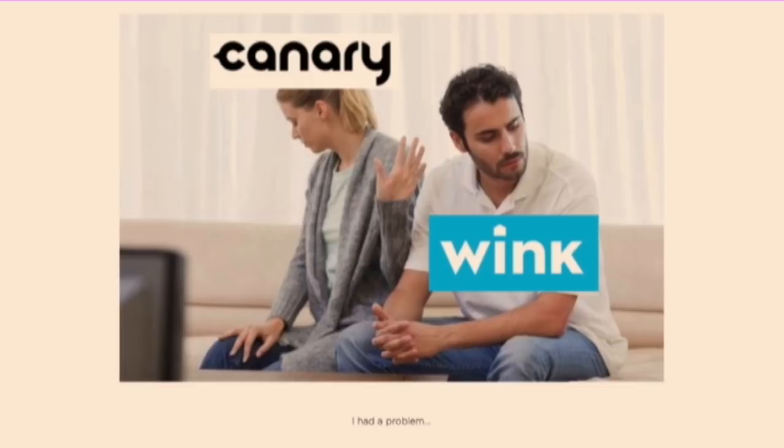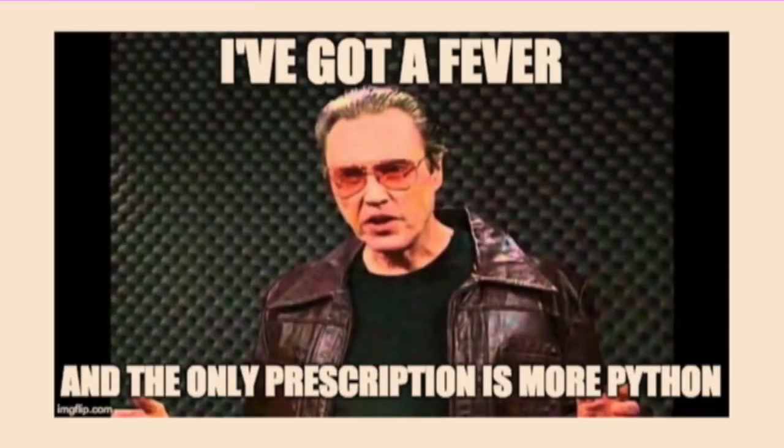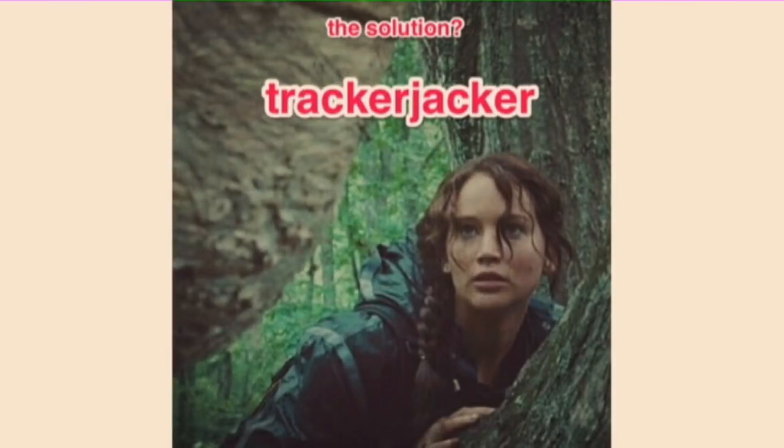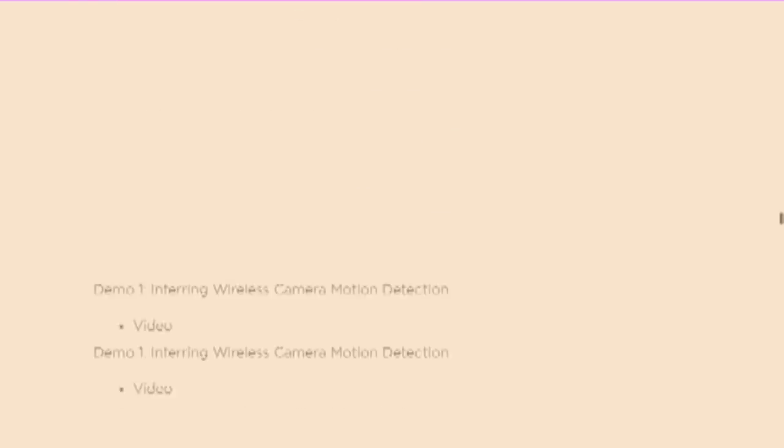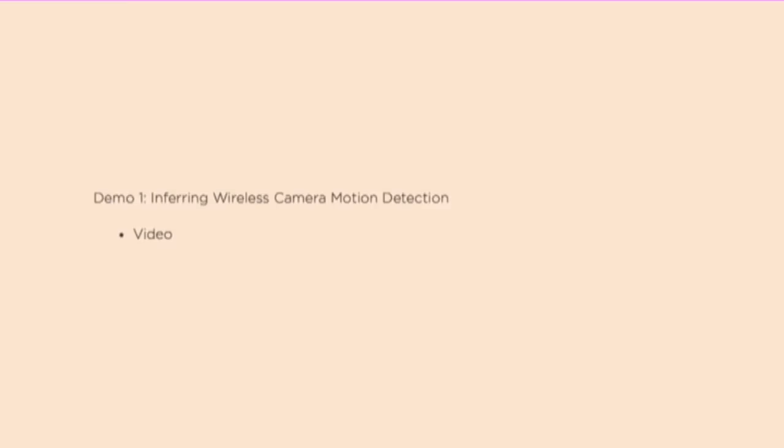I had this problem that led me to thinking about this stuff. I had a Canary IP camera and a Wink security system, and they don't talk to each other. I wanted the camera, if it saw motion while armed, to trigger the sirens in my security system, but they didn't talk. As a Pythonista, if I had a fever and the only prescription was more Python, that's how I usually solve things that bore me. The solution was this program I wrote called trackerjacker. It's open source and pip installable. This is the tool I used to solve that problem.